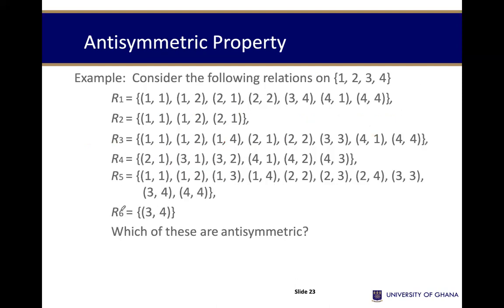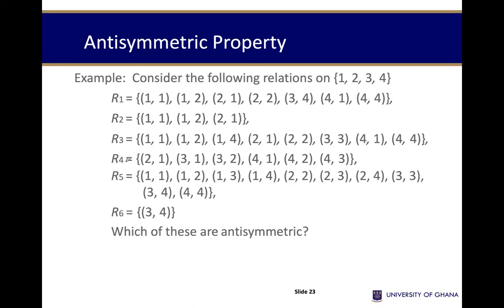So let's look at this example. For it to be antisymmetric, we're saying that, for example, if I have (1,2), I shouldn't have a (2,1), right? So R1 has a (1,2) and (2,1). Hence this one cannot be. Now R2 has (2,1) and (1,2). This one too is out. When I come to R3, I have a (1,2), I shouldn't see a (2,1). I see a (2,1) here. So this one cannot be antisymmetric.